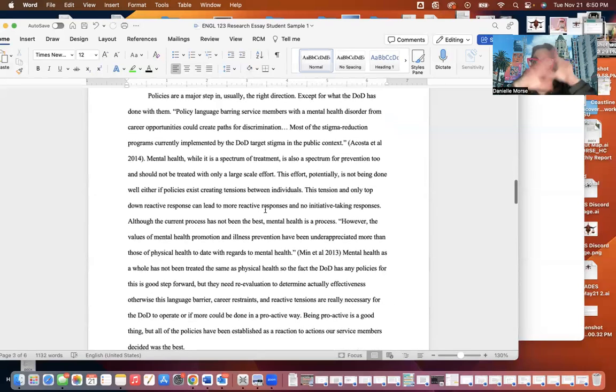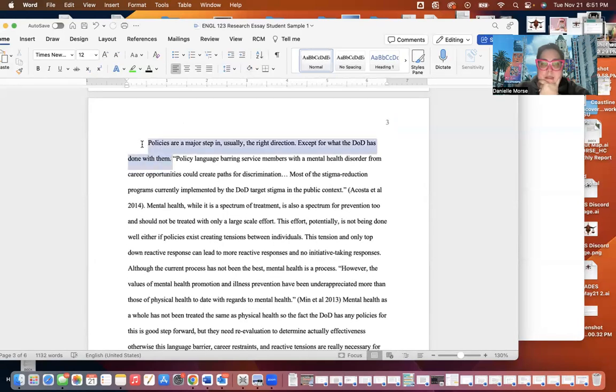So, second paragraph, policies. I'm very excited. Let's look at that first sentence because it's a topic sentence, or it should be. Policies are a major step in, usually, the right direction. Except for what the DoD has done. Okay, I'm sorry, I don't mean to laugh. It also hurts to laugh.